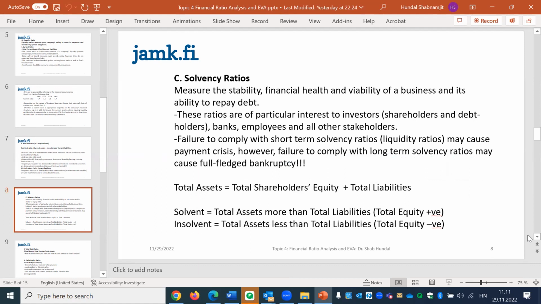So that is why I said that if you want to avoid any long-term solvency problem, make sure that you don't have any short-term liquidity problem. So therefore, cash management is very important. Cash management is done by the corporate treasurers. This is why the role of treasurer in the finance department is very important.